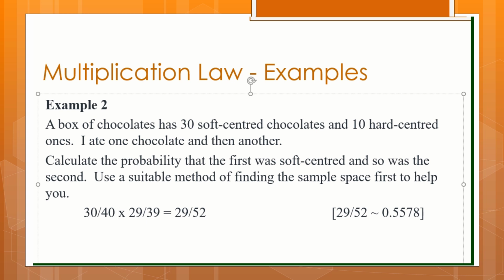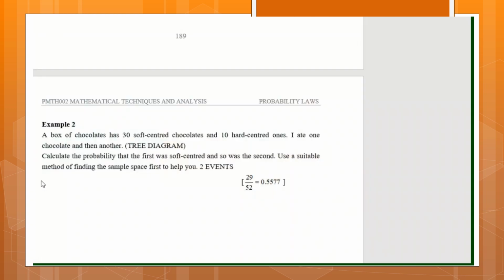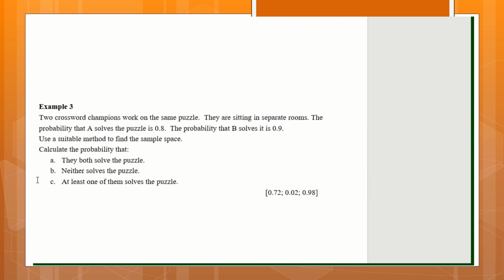Okay, so you will get 29 out of 52. All right. Next example. Two crossword champions work on the same puzzle. They are sitting in separate rooms. Okay, so if I'm sitting in two separate rooms, what does that tell you? Whatever I do is independent of what the other person does, right? Correct or not? It's independent.